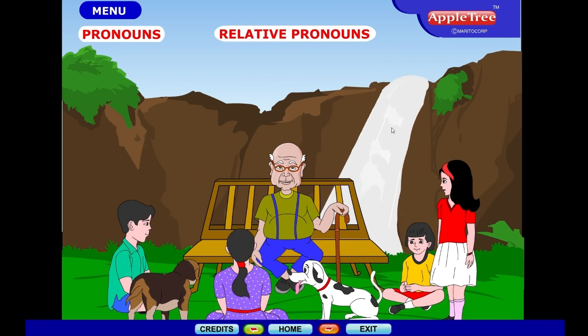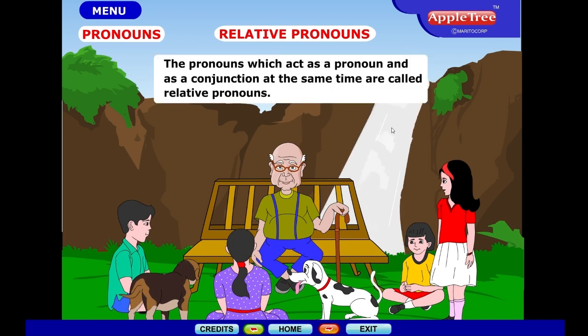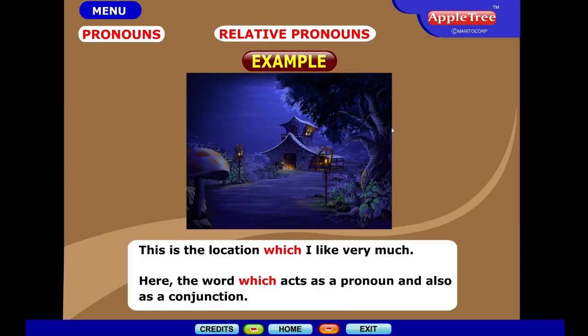Okay, can any one of you explain relative pronouns with examples? Sure, Grandpa. The pronouns which act as a pronoun and as a conjunction at the same time are called relative pronouns. Look at this example. This is the location which I like very much. Here, the word which acts as a pronoun and also as a conjunction.